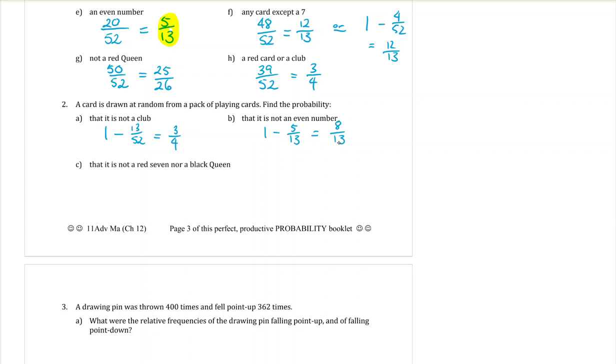Find the probability that it is not a red 7 nor a black queen. So we're going to work on the complement here. I'm going to subtract off the parts that I don't want. So starting with 1, I don't want a red 7. There are 2 red 7s, so let's subtract 2 out of 52 for the red 7s. And we don't want a black queen, and there are 2 of those. So subtract another 2 out of 52 for the black queens. And that makes 12 out of 13.